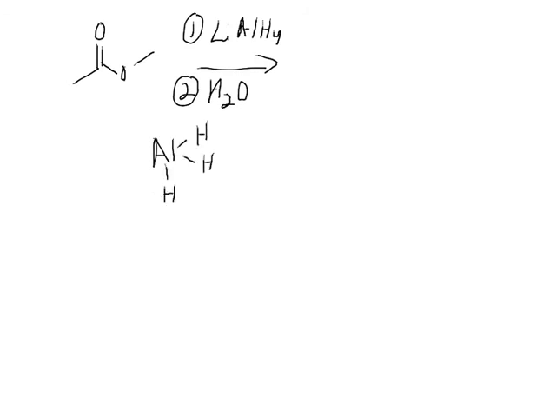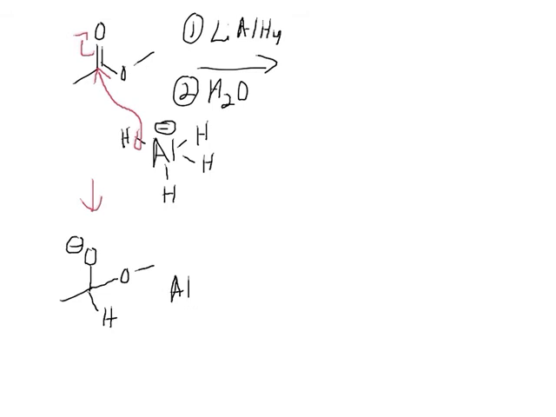Because here, are there any acidic H's? Are there any hydrogens bonded to O or N? No. And esters are more reactive than amides, right? So because this is so reactive, we can actually attack the carbon of the carbonyl group. So we form an O minus. We've added an H, and then we have AlH3. So tetrahedral intermediate. Are there any leaving groups?